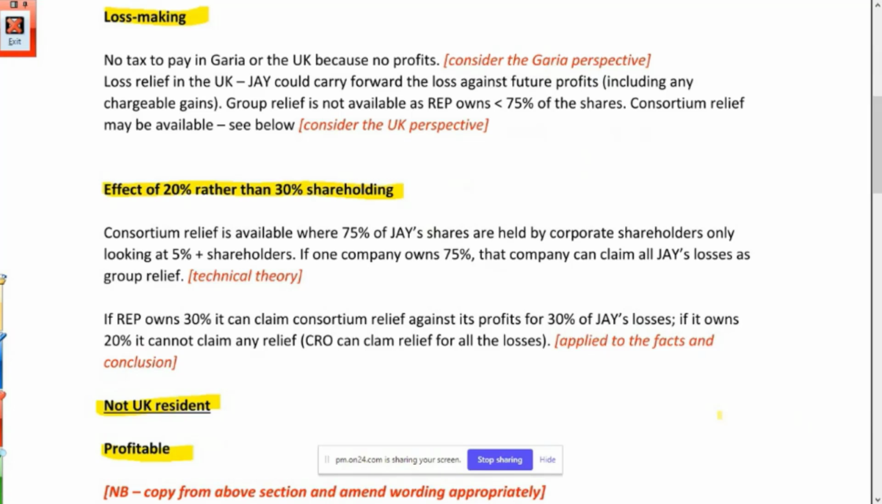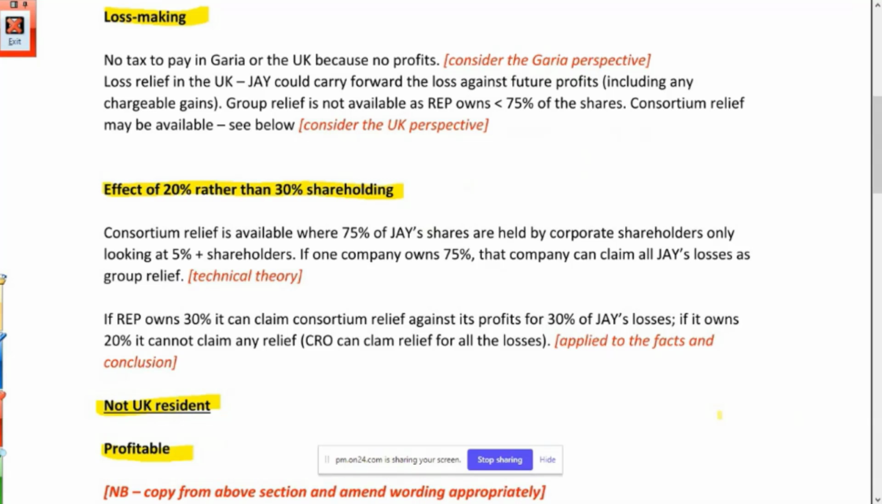Okay, now, what I'm trying to demonstrate here, and I'm not saying this is easy stuff, I think this is quite difficult, is that you're not writing a huge amount. You're not pouring everything down on all the technical theory. You're focusing it in on what the question is about, the facts of the question.